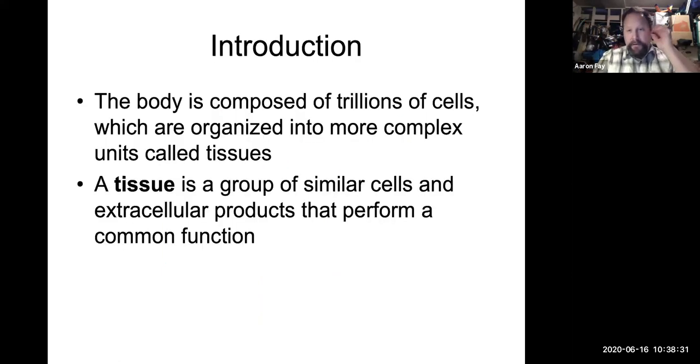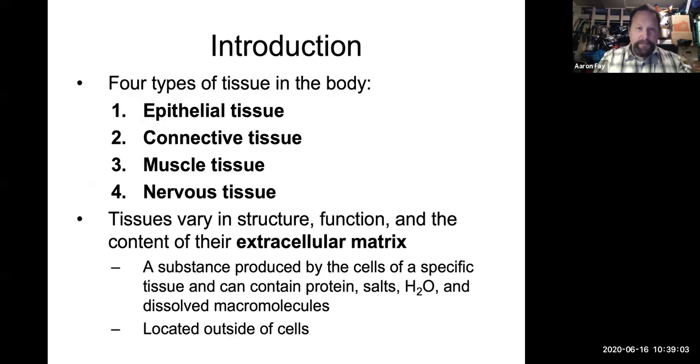Okay, so you may remember last time we talked about cells. There are actually about 37 trillion cells in the average human body, right? That is a lot. They need to be organized and they need to work together, right? That's where tissues come in. So here's our official definition. A tissue is a group of similar cells and their extracellular products, right? Extracellular means outside the cell. So a group of similar cells and their extracellular products that perform a common function. They work together. So as I mentioned, our four basic tissue types: epithelial, connective, muscle, and nervous.